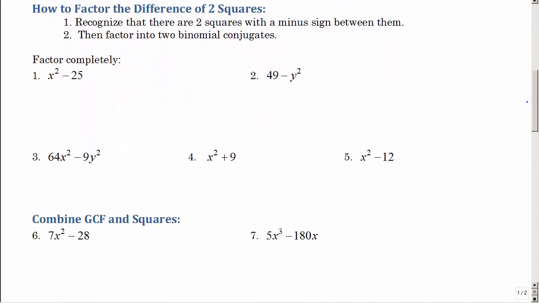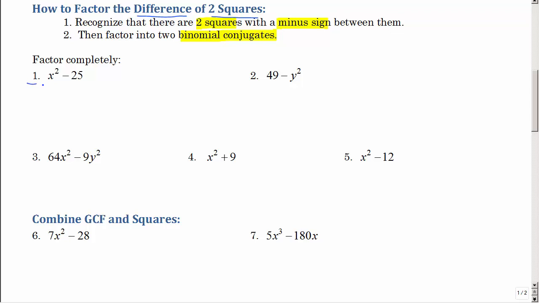So today we're going to learn how to factor what's called the difference of two squares. You have to recognize that there are two squares with a minus sign between them, and only a minus sign. Then we're going to factor it with two binomial conjugates. They're very easy, but you've got to recognize that pattern.